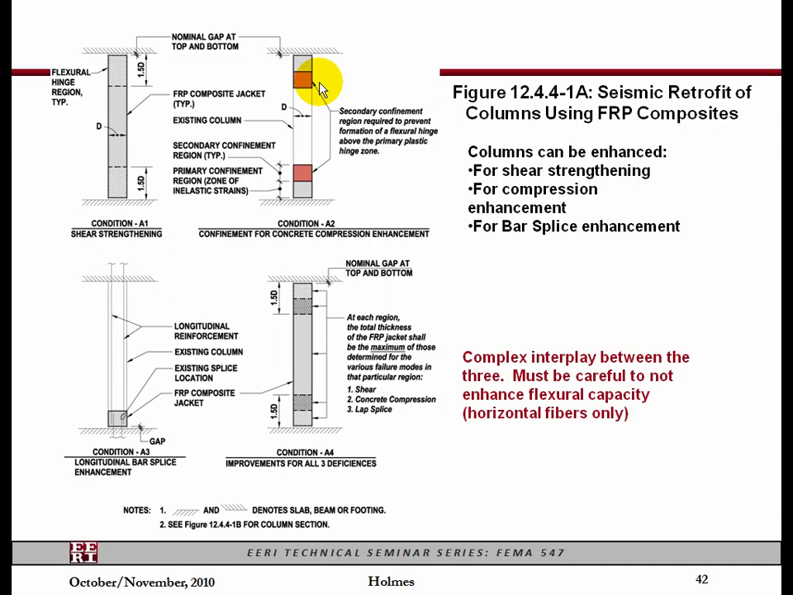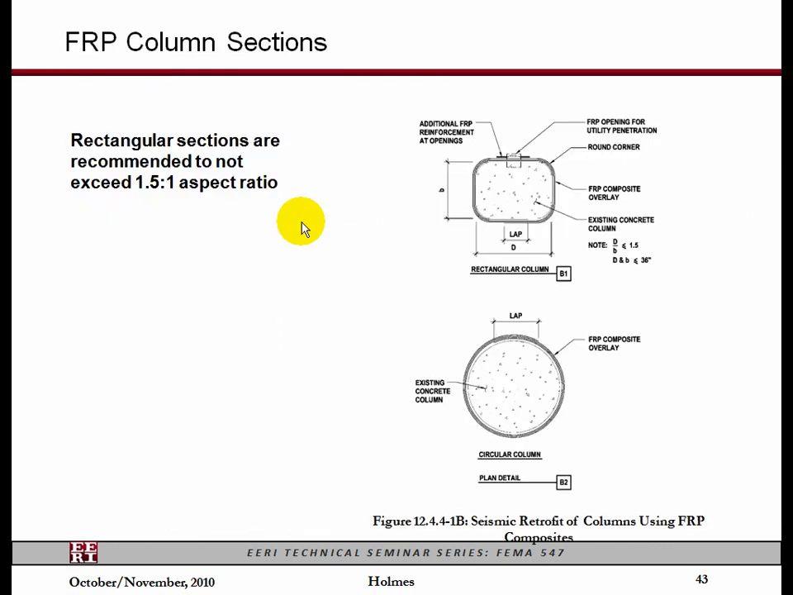So you have to be careful about this interplay, and you have to make sure that the fibers are going in the right direction. If you put the material, for example, on a column and it has many vertical fibers, you're going to enhance the flexural capacity as well. So the recommended sections, if you have a rectangular section, it is recommended you don't exceed a 1.5 to 1 ratio, because the confinement over a long stretch here is not going to work.